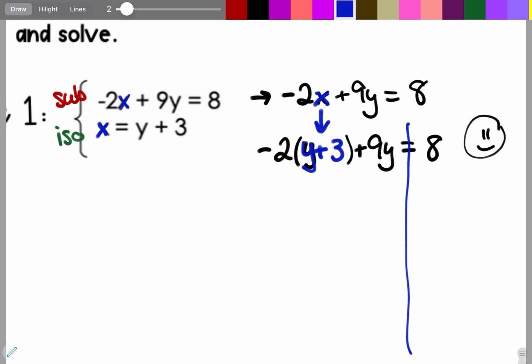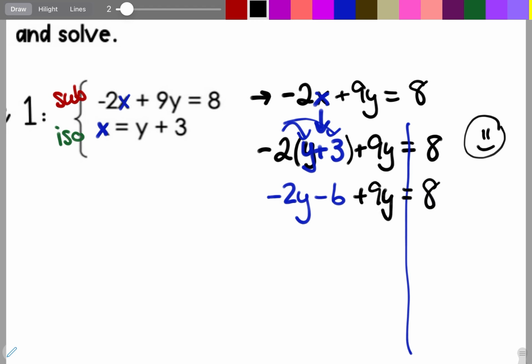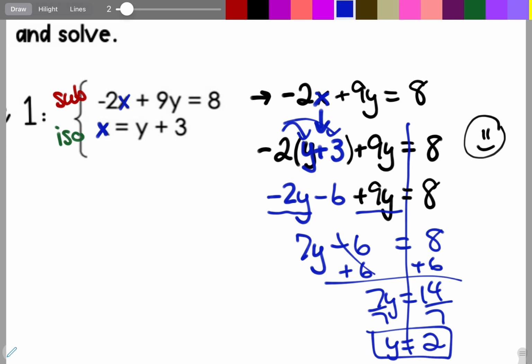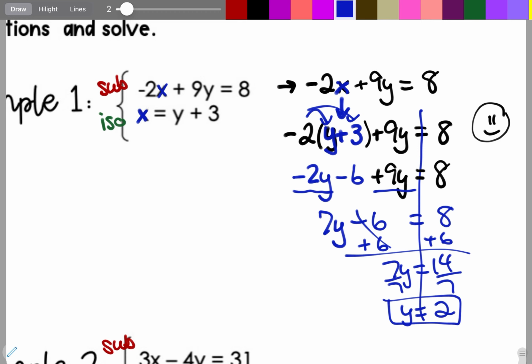First thing we're going to do is substitute negative 2 inside the parentheses. That's negative 2y minus 6. Bring down the positive 9y. Bring down the 8. Then we're going to combine like terms. My like terms over here, negative 2y and 9y. That's going to be 7y minus 6 equal to 8. Then I'm going to add 6 to both sides. Get 7y equal to 14. And then I'm going to divide by 7 on both sides. y is equal to 2. We did it. We just solved for y. And we're excited about it because we're halfway done through the work.